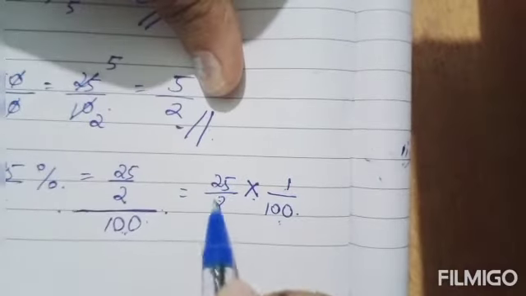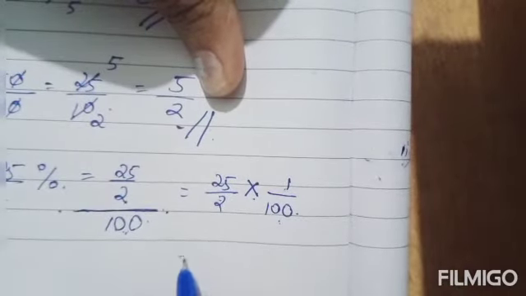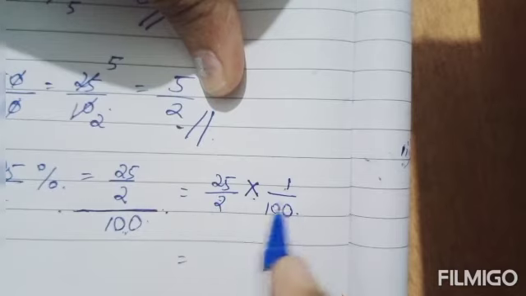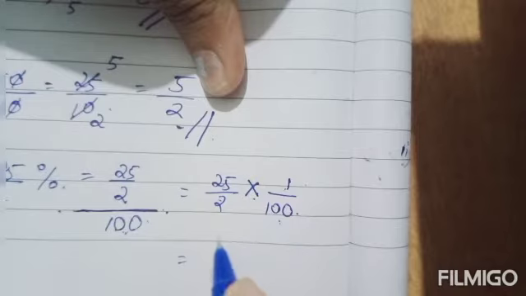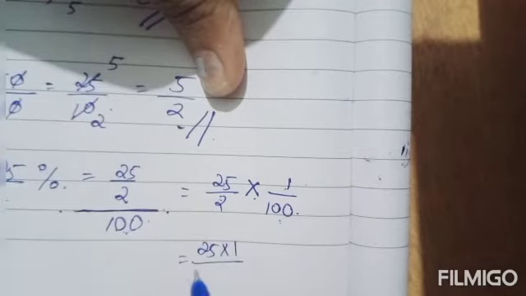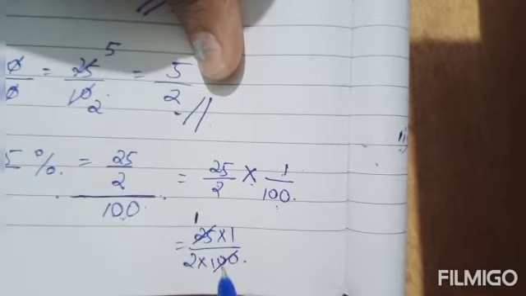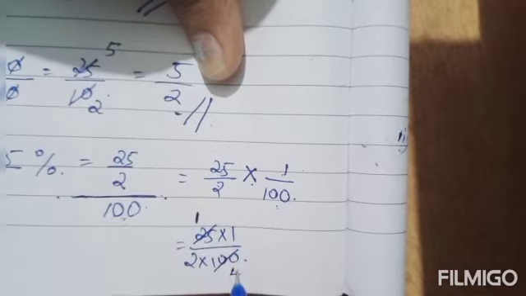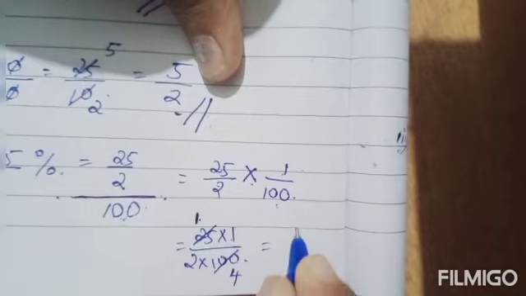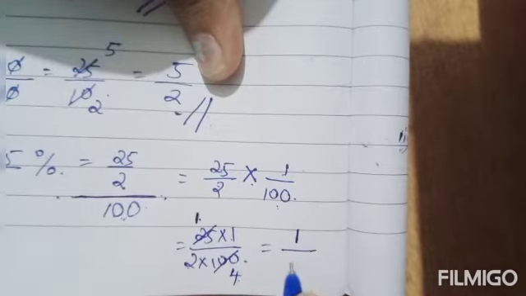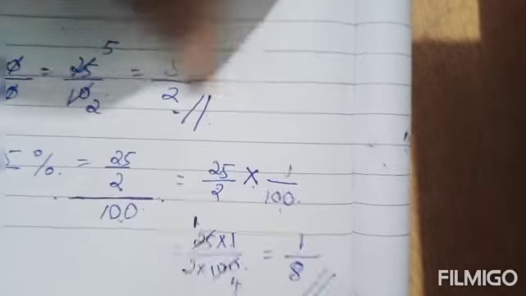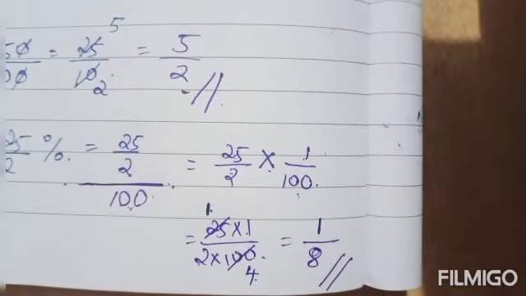So 25 by 2 into 1 by 100. Multiplication of two fractions: product of numerators by product of denominators. What you will get? 25 into 1 by 2 into 100. Now 25 and 100 both will go in 25. 25 divided by 25 is 1, 100 divided by 25 is 4. So 1 into 1 is 1, 2 into 4 is 8. So this will be the answer, 1 by 8.